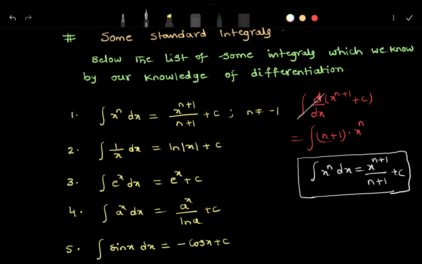Now similarly, the derivative of log x plus c. Here is ln of x. Ln of x means log x base e. The derivative of this will be what? 1 by x. So integration of 1 by x will be ln of x plus c. Now the derivative of e power x plus c is what? e to the power of x. So integration of e to the power of x will be e to the power of x plus c.